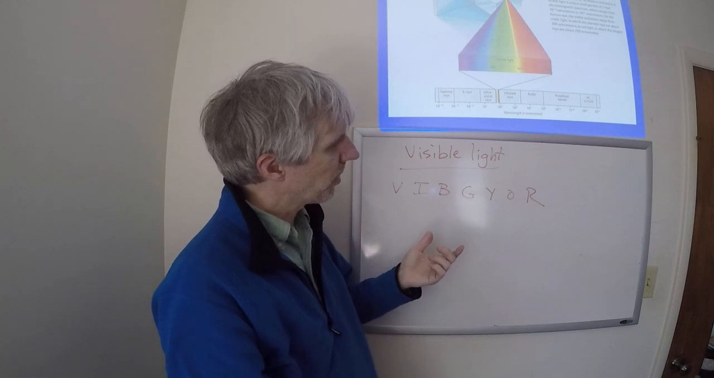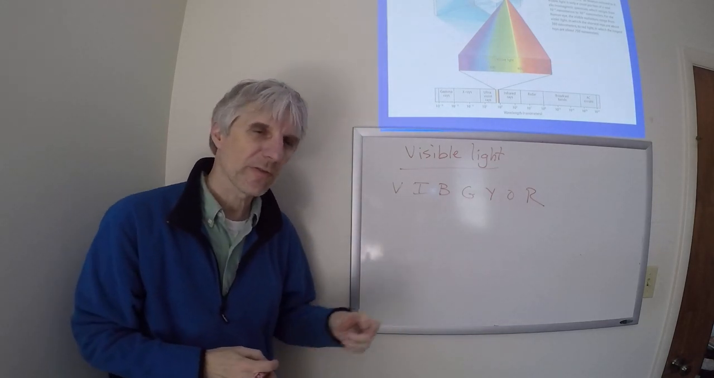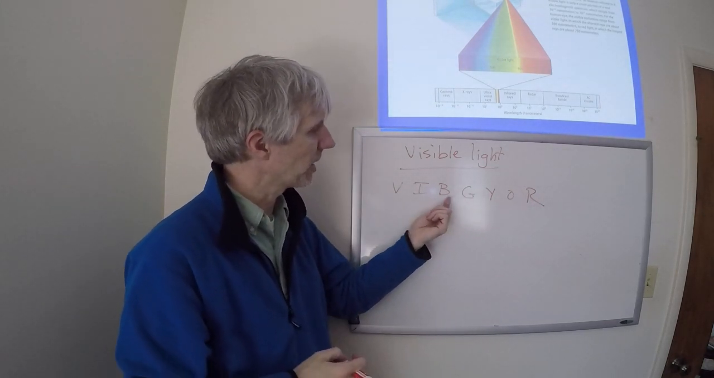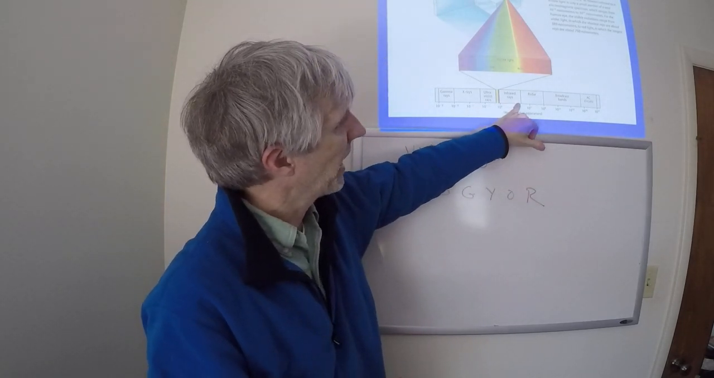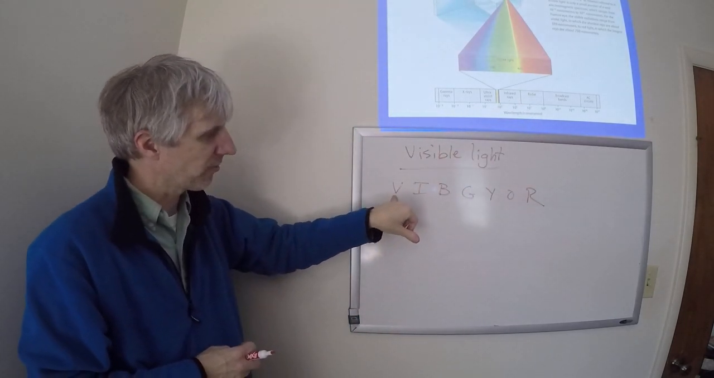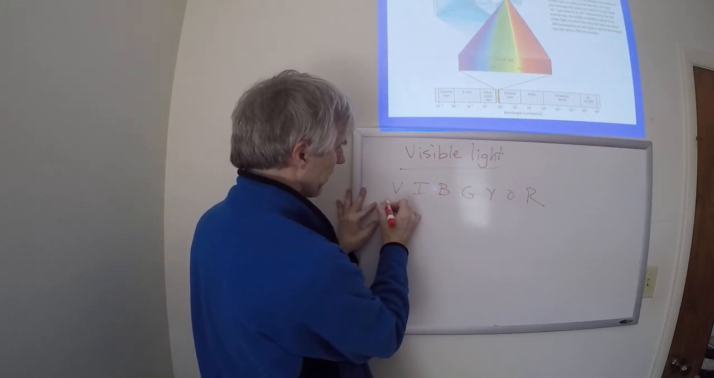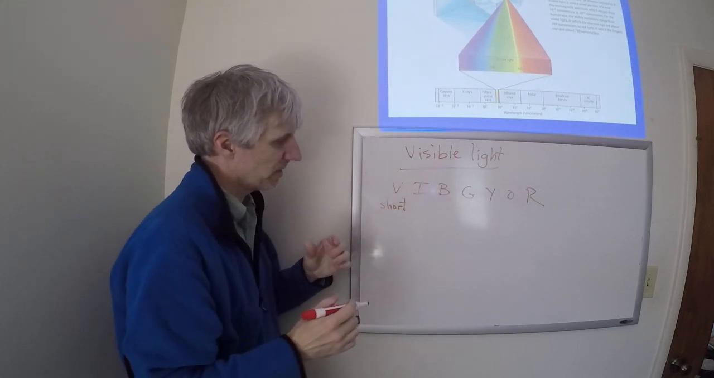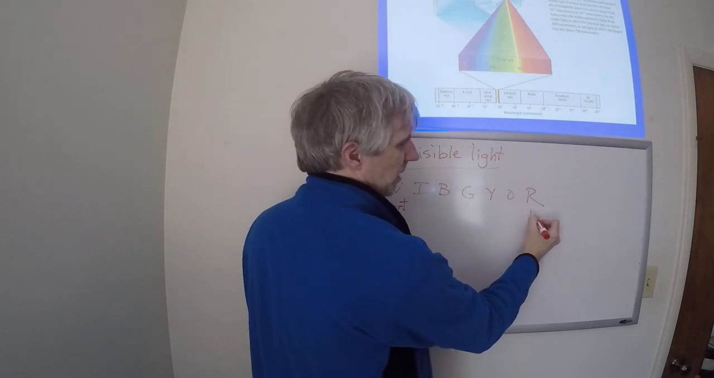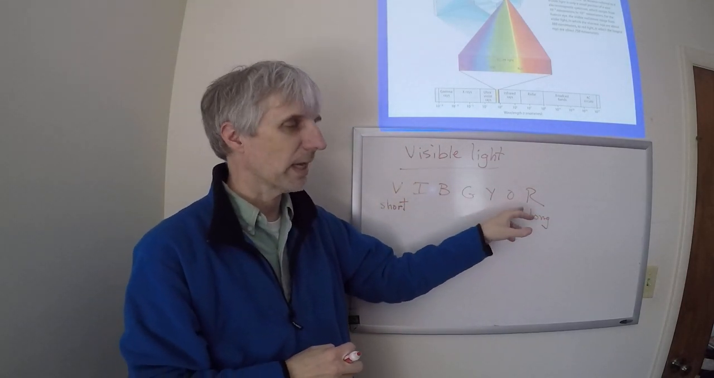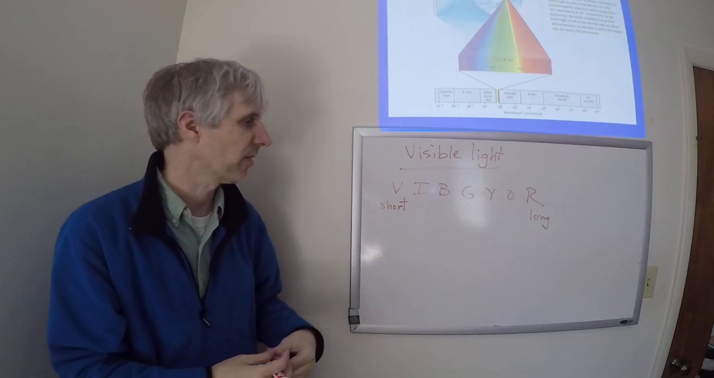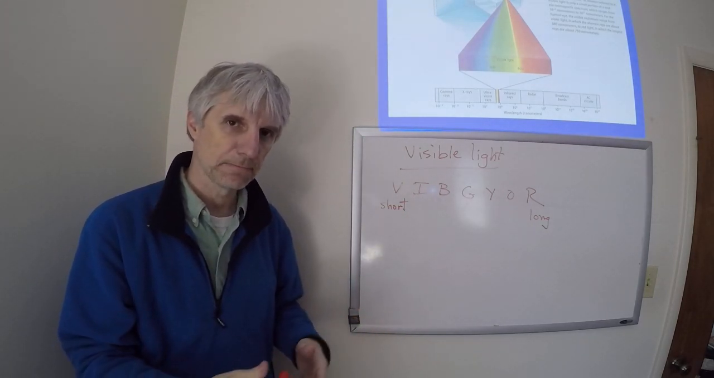In school you probably learned Roy G. Biv, right? Red, orange, yellow, green, blue, indigo, and violet. But notice on my image up here, because I'm going from short to long wavelength, violet light is of a shorter wavelength than red light, which is longer. It also means red light has less energy associated with it than violet light.